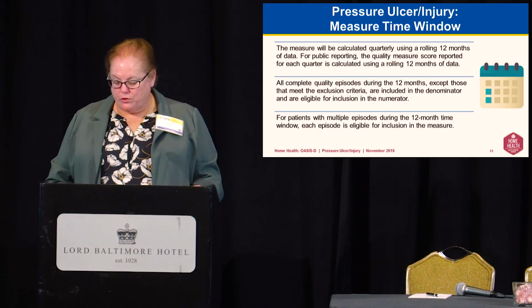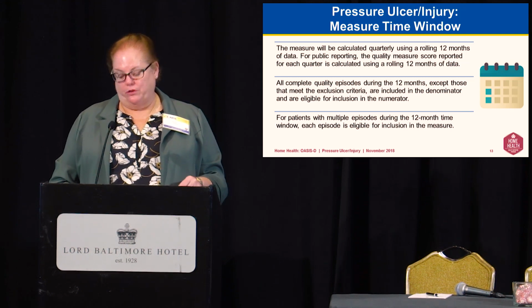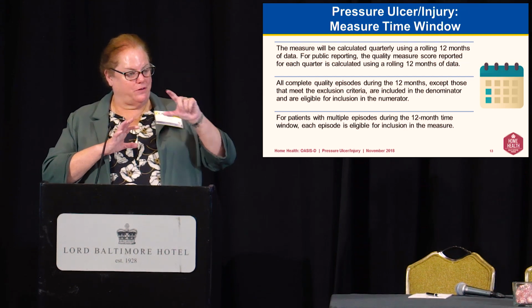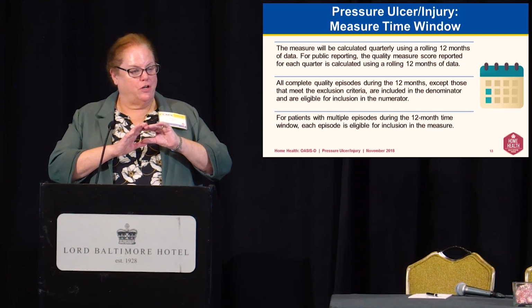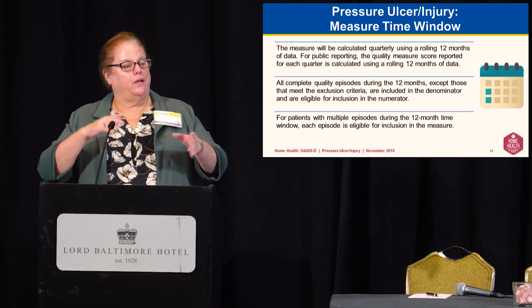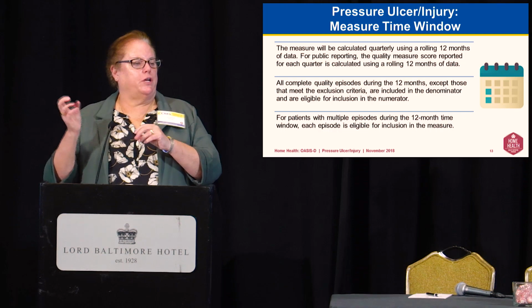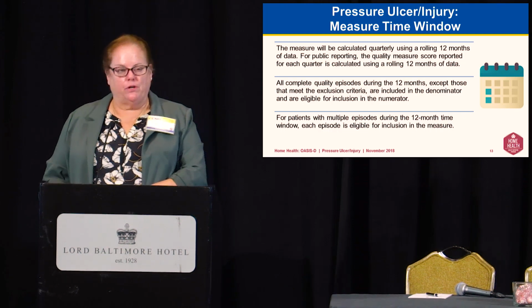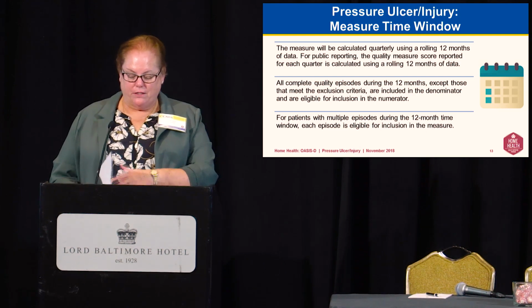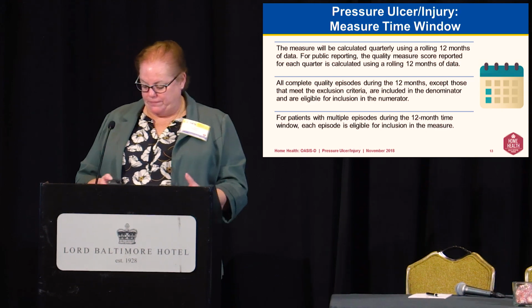For patients with multiple episodes during the 12-month time window, each episode is eligible for inclusion in the measure. So again, remember, they need that pairing, right? They need the start of care or resumption of care, and the discharge. But if you have a patient who may have had those pairings, was off service for whatever reason, had a break in service, and has now come back onto service, it's a new start of care or resumption of care, and you have a discharge. So you could have a patient who had pressure ulcers who could be counted maybe 3 times. So that's an important piece of information for understanding how the measure is calculated.